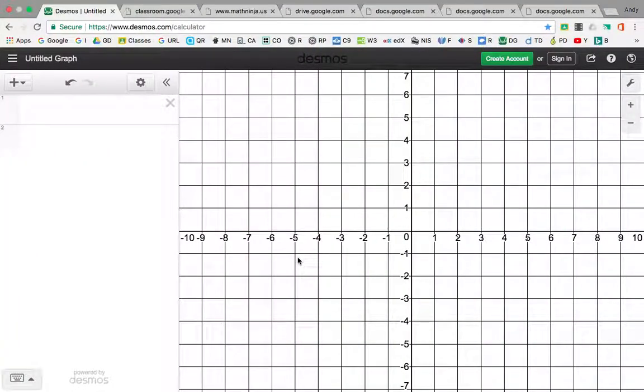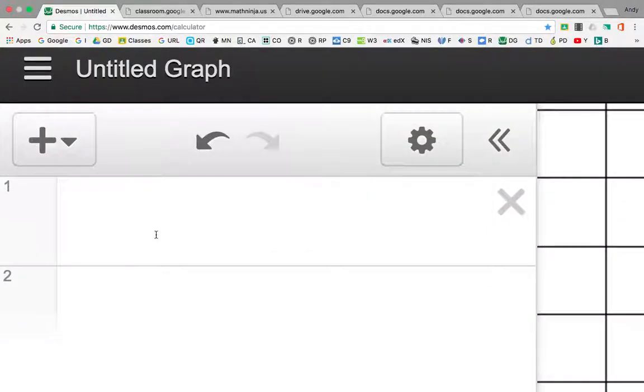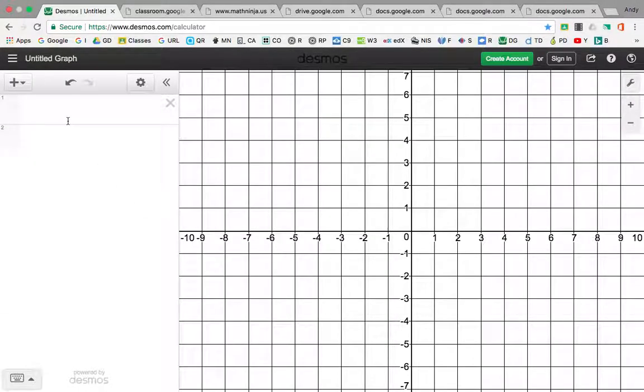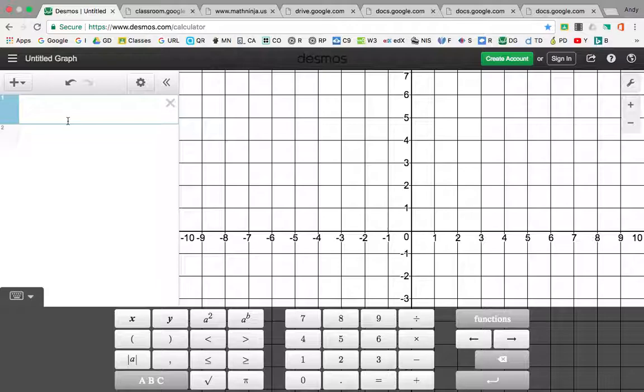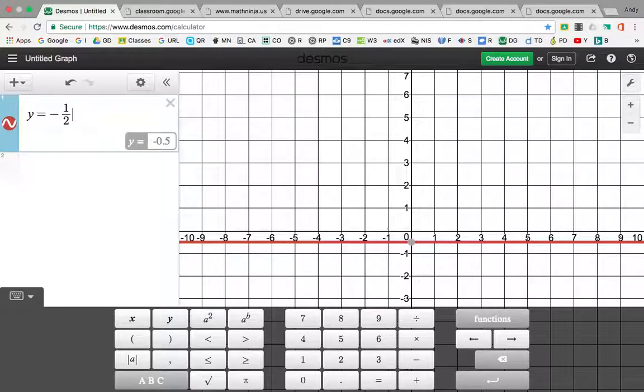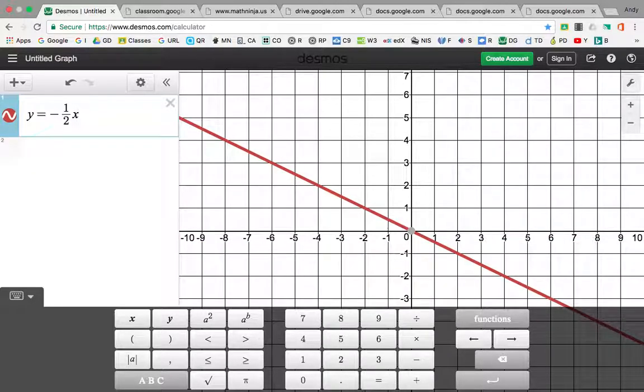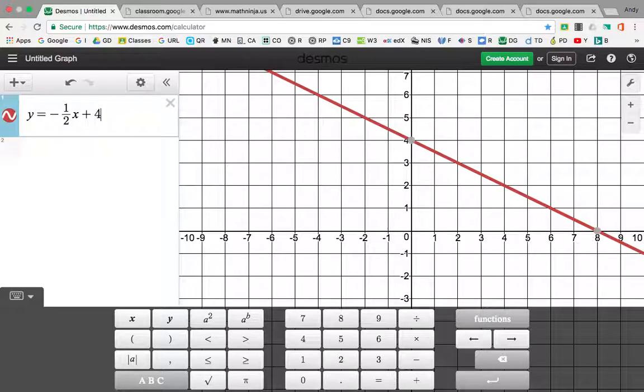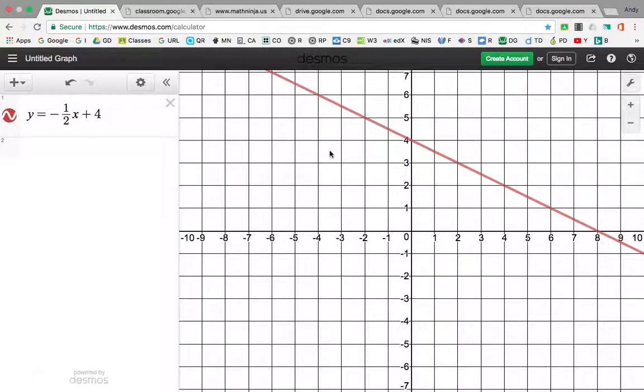Okay, we're going to find the intersection of a linear system using Desmos. So first, on the first line, I'm going to type in my first equation, y equals negative 1 divided by 2, and I'm going to use the right arrow to get out of the fraction, x plus 4. So notice this line is in slope-intercept form. So there's the y-intercept, and I can click down here, there's my x-intercept.